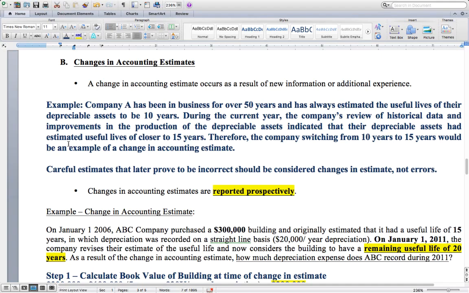So plan on those, but definitely make sure you understand the conceptual components of this chapter, including the key differences between a change in accounting principle, a change in accounting estimate, and a correction of an error, and make sure you can distinguish between those.